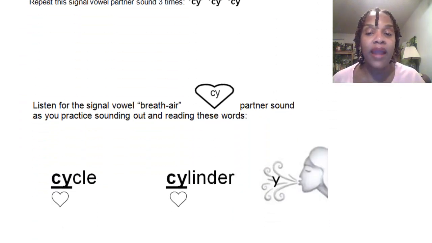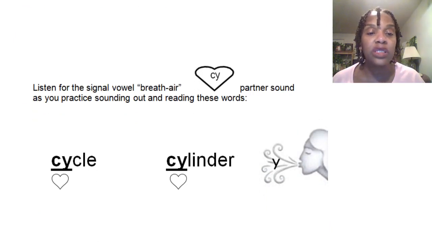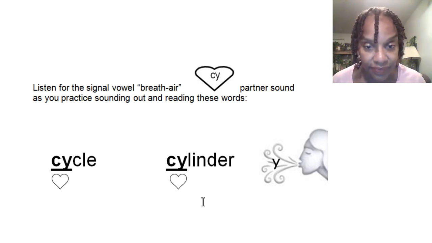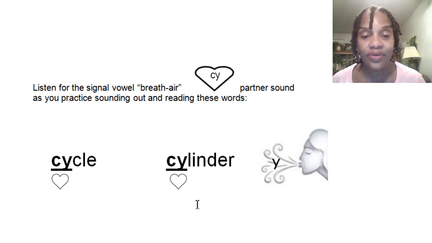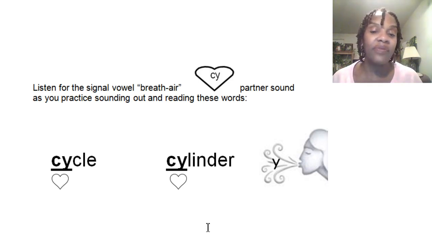All right, so let's practice what we just learned. So I want you to listen for that partner sound as we practice sounding out and reading these words. I'll do it first. Sickle, sickle. All right, you do it, sickle, like an icicle or a popsicle, sickle. All right, cylinder, cylinder. You say cylinder. It's like a type of machine, a cylinder.